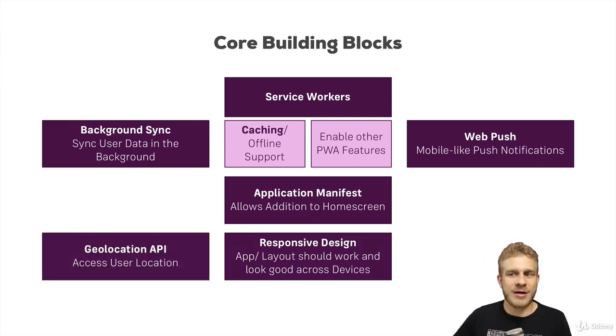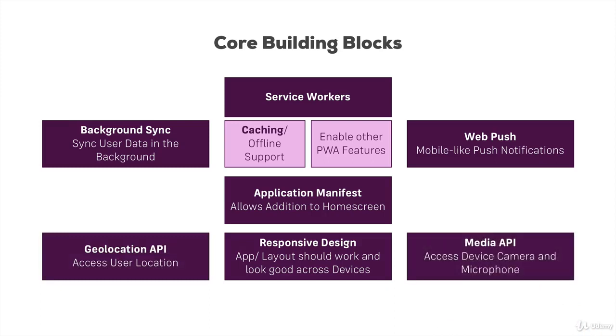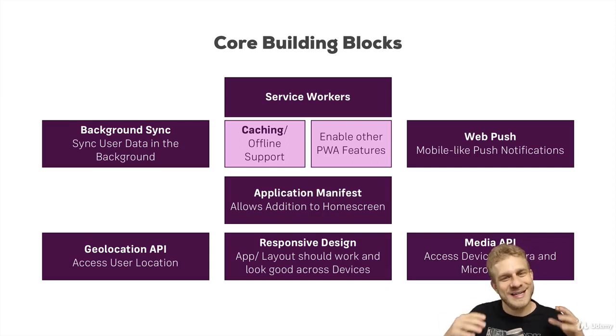Then there are other things like the geolocation API or the camera API so that we can access various native device features, and I will dive into that in this course too. These are the core building blocks. In the end, always keep in mind, progressive web app is just a term. In its closest definition, it refers to an app which uses service workers and has an application manifest. But it typically also means applications which are responsive, which offer background sync, which use web push and more. And you're going to learn all of that in this course.